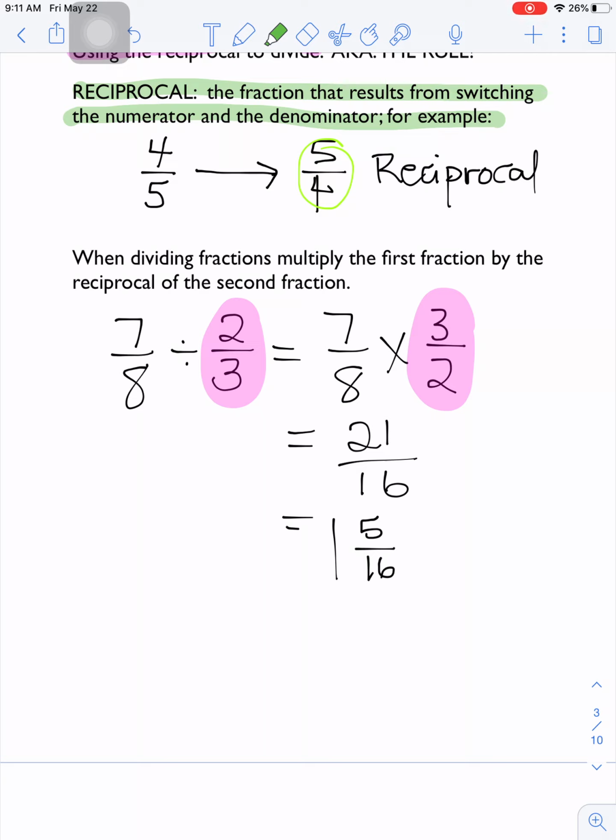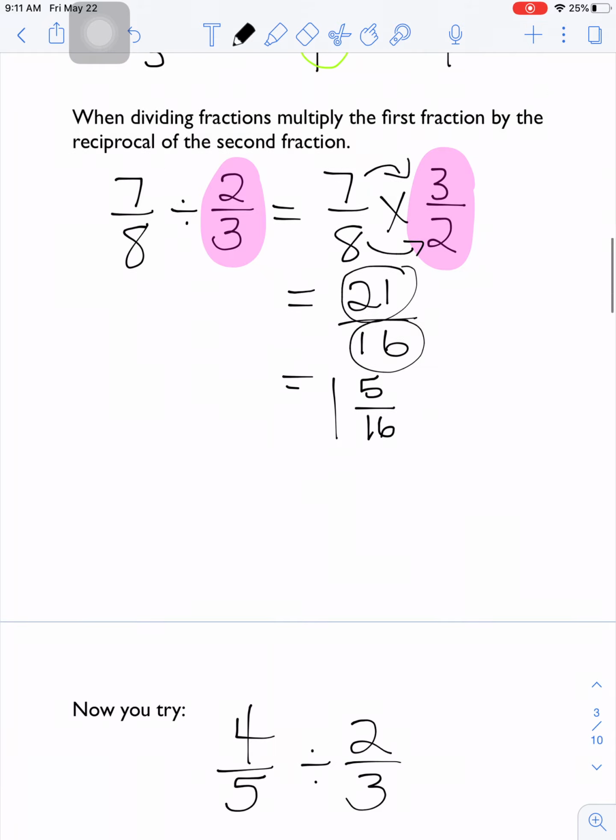And then we just use our rules for multiplying. I multiply the numerators. 7 times 3 is 21. I multiply the denominators. 8 times 2 is 16. So my answer is 21/16. Again, that's an improper fraction, so I get that back to a mixed number. My final answer is 1 and 5/16. That is in lowest terms.